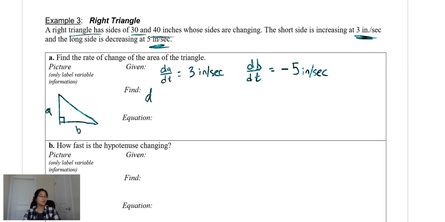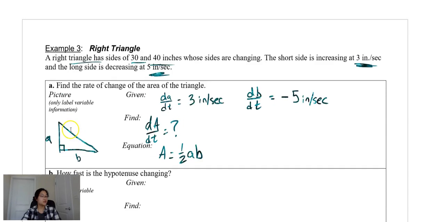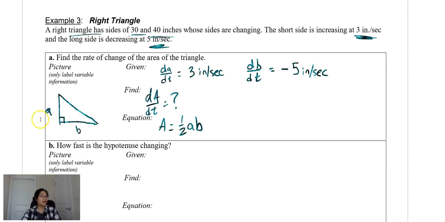So dA/dt equals what? What equation are we going to use? Well, we have the area of a triangle is 1/2 AB, which is like the base times the height. Base is B, and then the height is A, which was a poor choice, but that's okay. I like A, B, and C. You could also use X and Y, I don't really care.